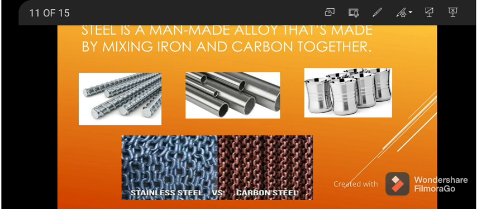From this you can come to the point of how you have modified iron into an alloy and are using it for specific applications in engineering. That's why it is steel. Steel is a man-made alloy that is made by mixing iron and carbon.